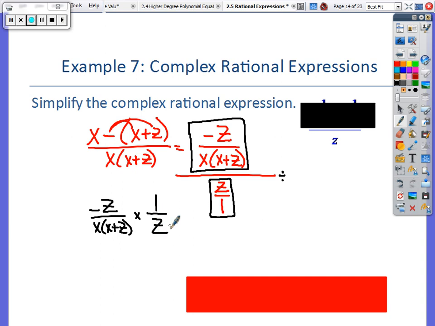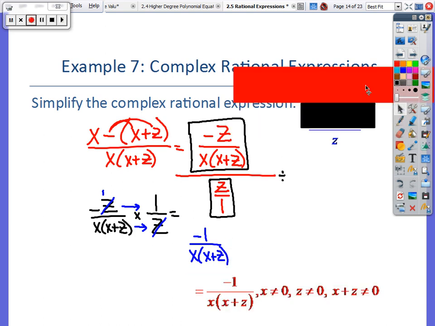And now you can look to vertical cancel or cross cancel. And hopefully you notice that we can cross cancel the z. Now don't forget there's a -1 there still, because that negative's still holding true. So what we have is then you multiply straight across the top and bottom. You have -1 times 1, which is -1. And then on the bottom you have x and x plus z. That's what you have there. So if you take a look at our solutions here.